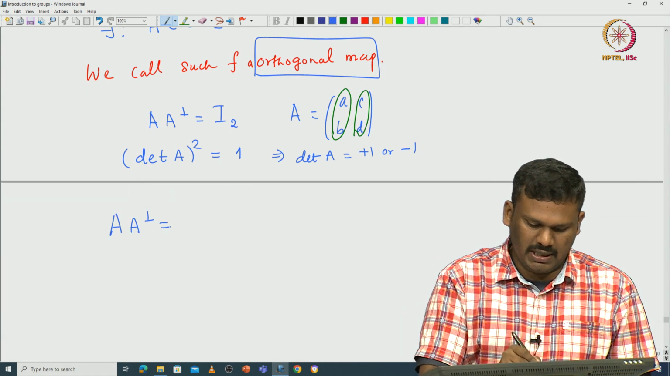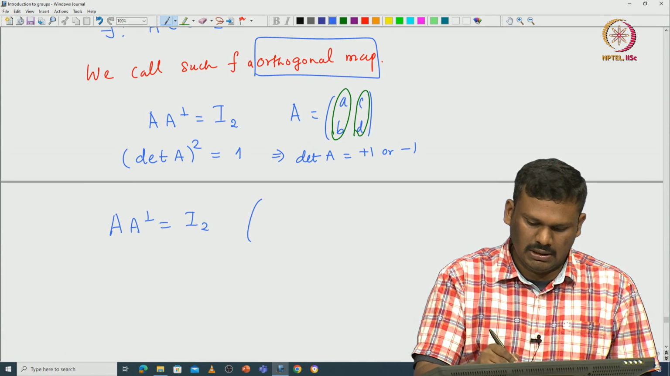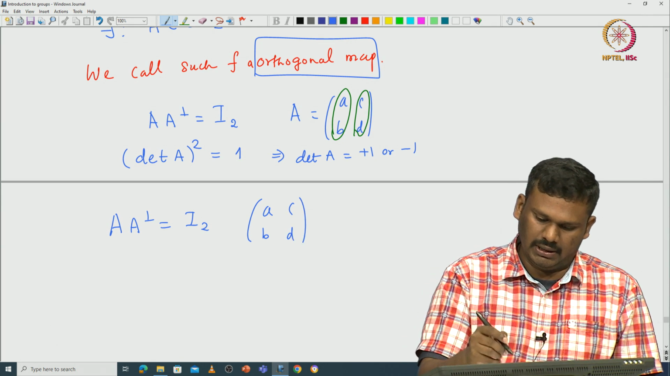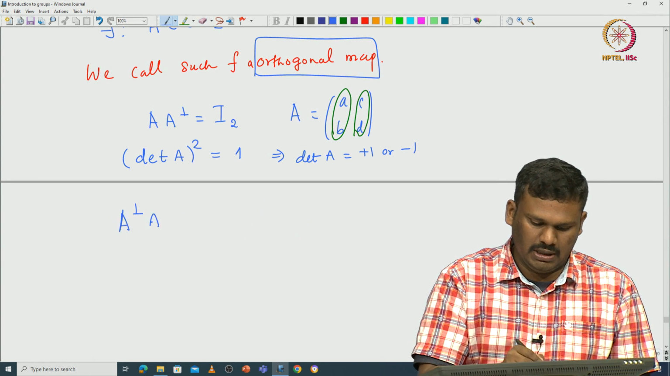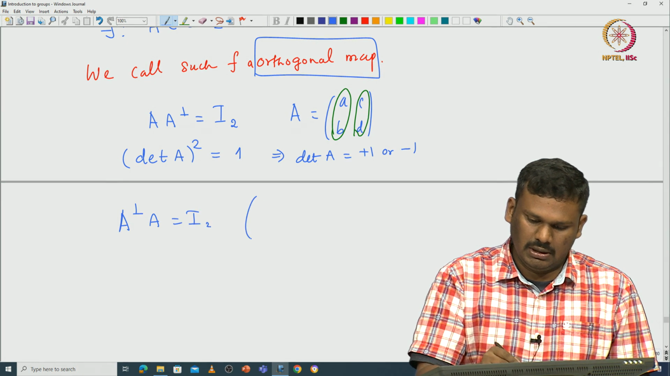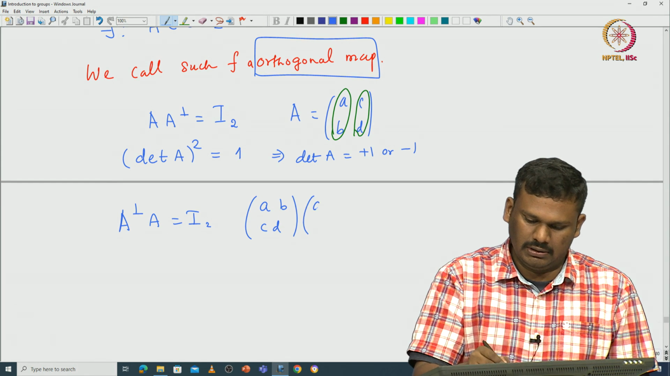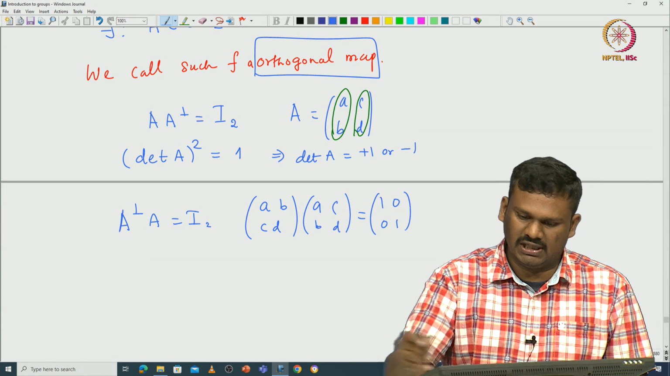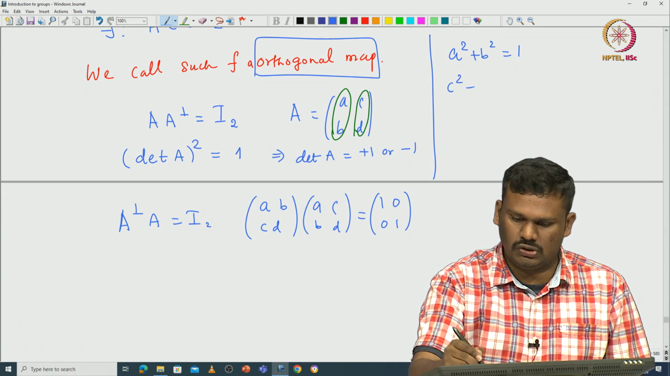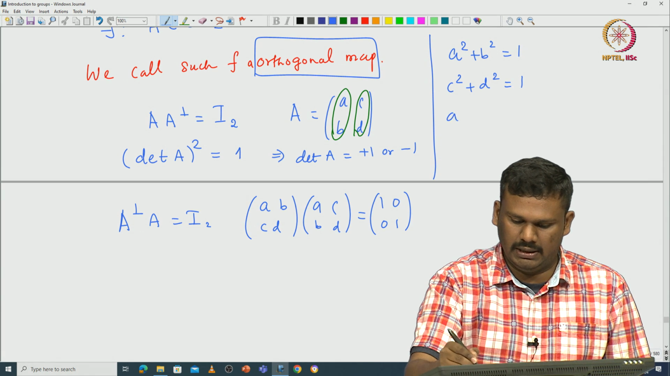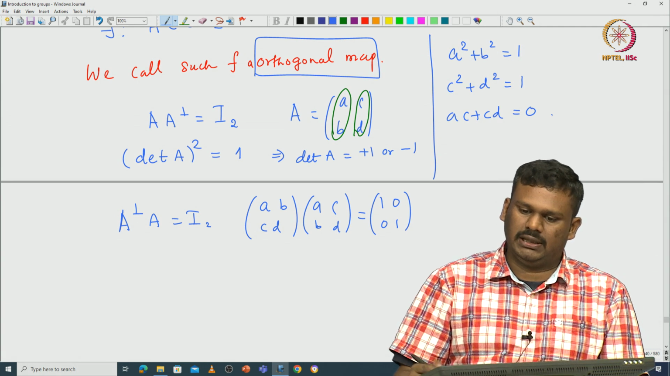A transpose A being identity, what does it mean? Maybe I did it the other way, so let's rewrite this. A transpose A equal to identity. That means (a b; c d) times (a b; c d) is going to be your identity matrix (1 0; 0 1). So this gives us the following relations: a squared plus b squared is 1, c squared plus d squared is 1, and ac plus bd is going to be 0. These are all the three conditions.